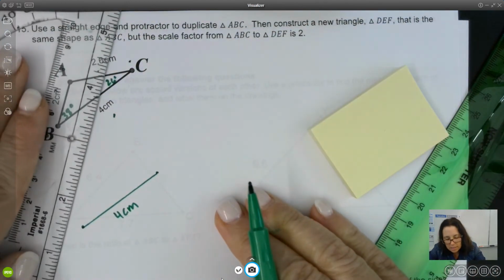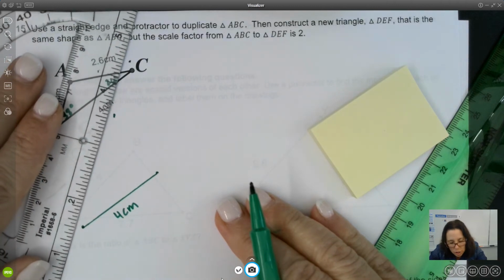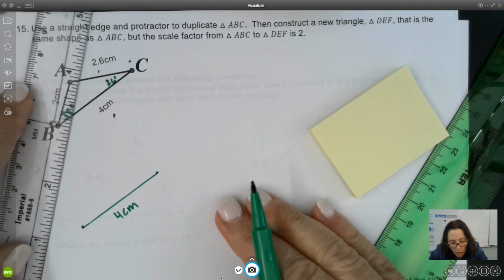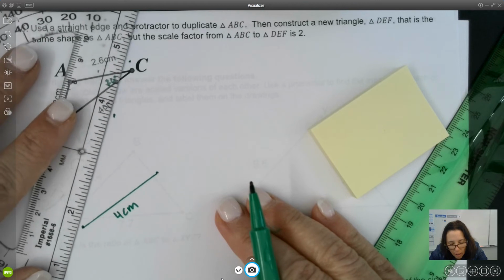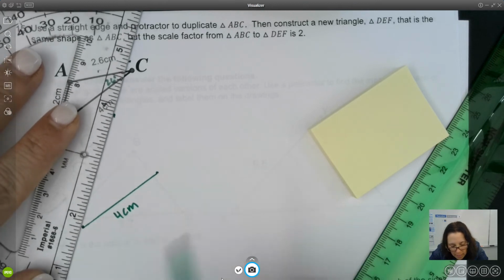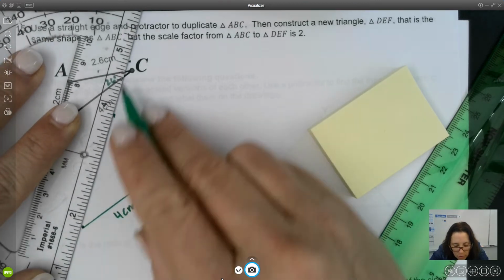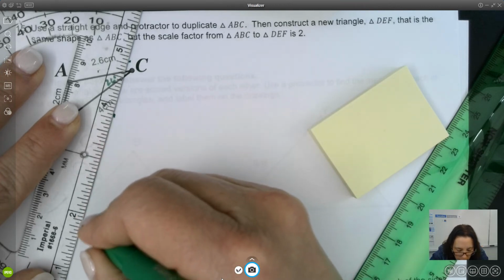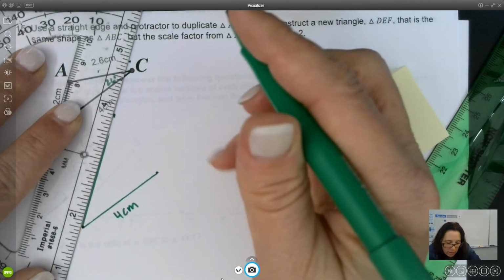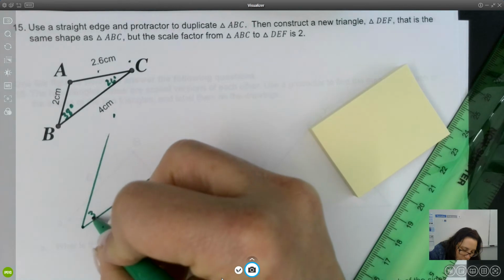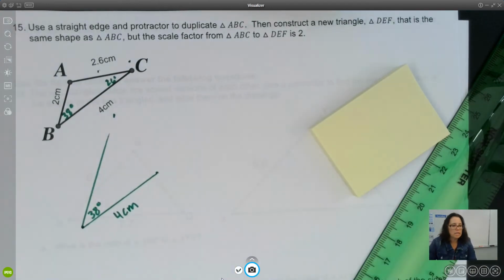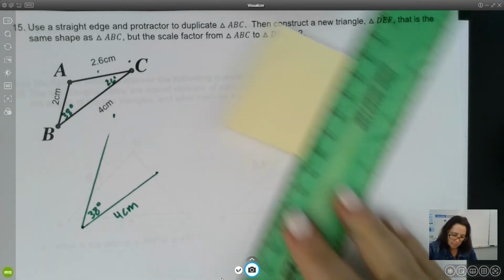Okay, so I'm going to take my straight edge here, and I need 2 centimeters. I don't need to go that long, but I just need to line up this vertex through these dots here. And I'm just drawing a line. Okay, I know that I just measured this to be 38 degrees. Now I need this to be 2 centimeters.